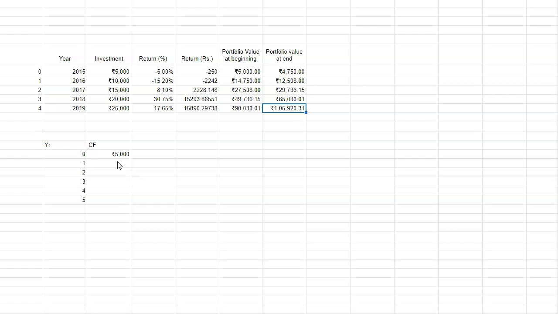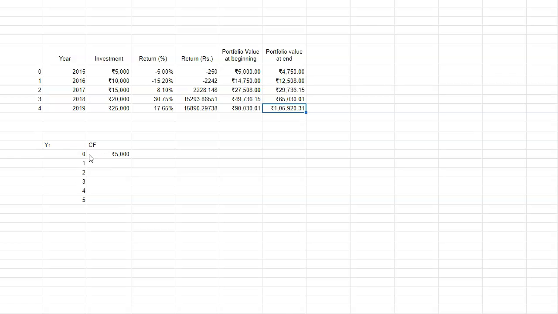But in case you do not have access to spreadsheet in an exam, use your calculator, whether it's interpolation or whether you're using a financial calculator. I'm going to show how this is done on spreadsheet. Even if you're not using spreadsheet, you'll have an idea.